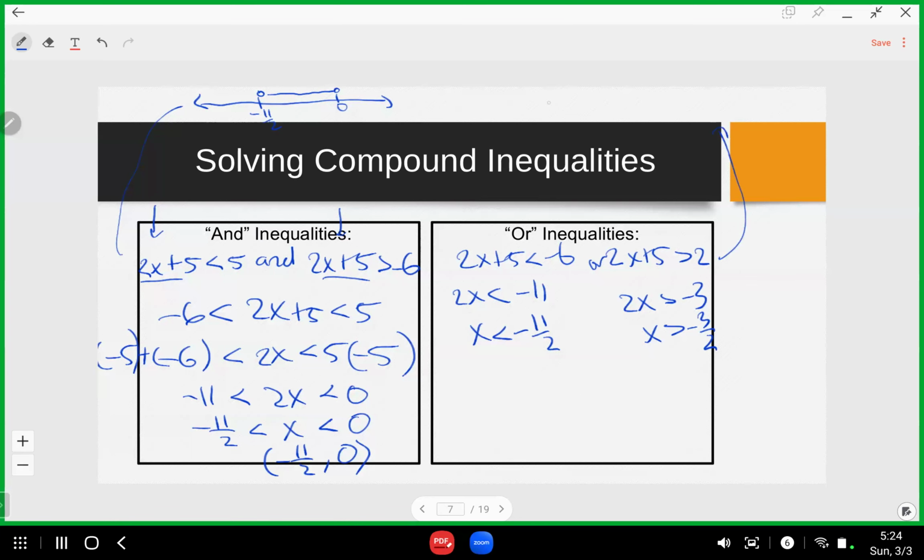Now, if you look at this graph, it's different. This one is less than -11 over 2, so you're going to have it going this way and then going this way. So how do you combine them, or write them in interval notation, when you have two different intervals? That's where this comes in, called a union.